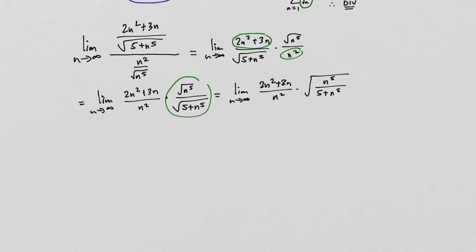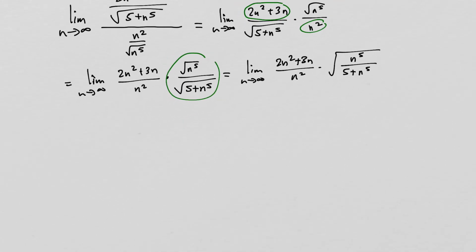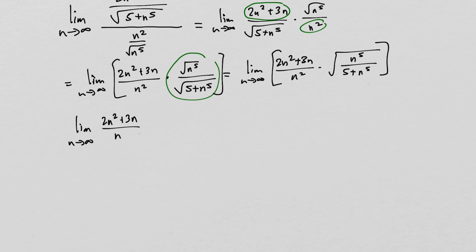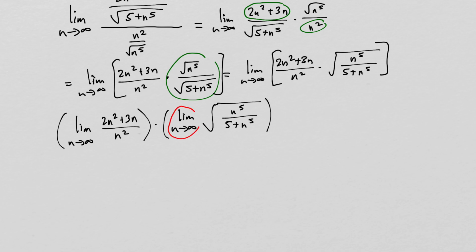And now we'll use properties of limits, which basically say that we can take the limit of the first one and multiply it by the limit of the second one. So we have the limit as n goes to infinity, 2n squared plus 3n over n squared. And we're going to multiply that by the limit as n goes to infinity of the square root of n to the fifth divided by 5 plus n to the fifth. One more property of square roots, we can take this limit and we can move it inside of the radical.